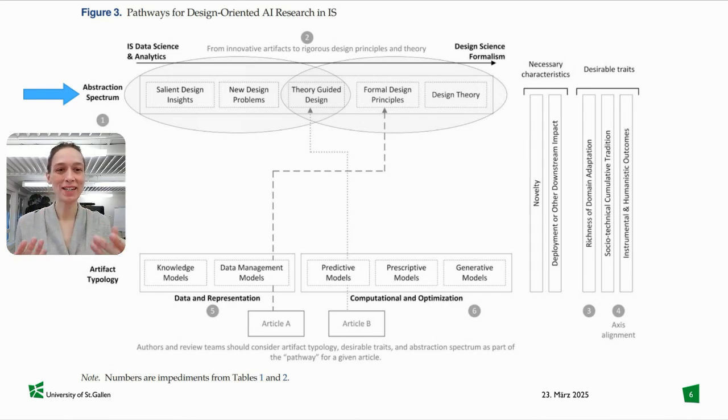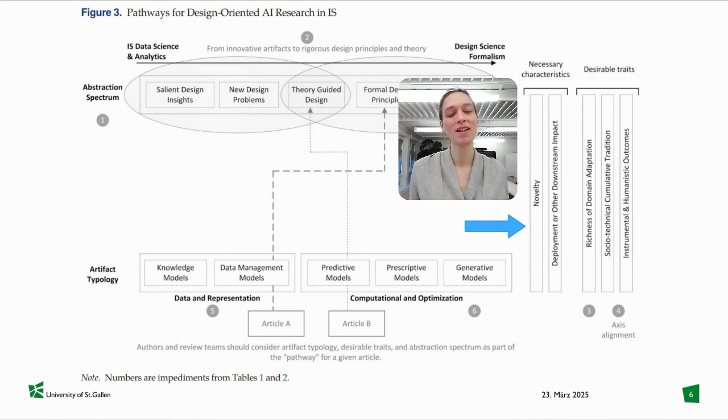And whilst doing that, we also should be wary of the necessary characteristics. So there are like 3 necessary characteristics. You have to create something new. You have to be very rigorous in your design decisions, and you need to have some deployment or other downstream impact on the field. So it has to be practical. It has to have some deployment possibilities on the field, and it should be tested for its accuracy as well.